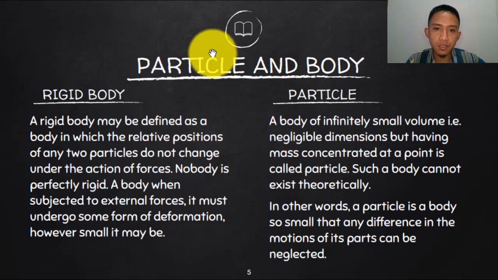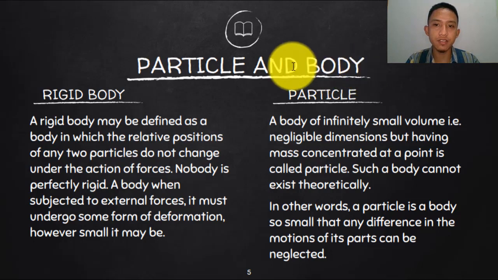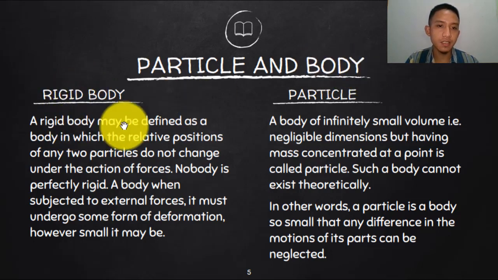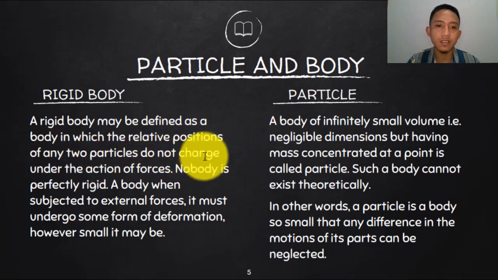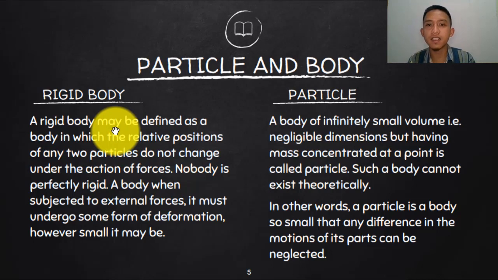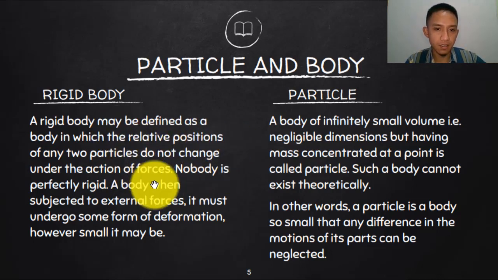How about this word particle and body? Since we are referring here to a rigid body, let's consider that. A rigid body may be defined as a body in which the relative positions of any two particles do not change under the action of forces. So the relative position, rigid, again, there is no movement. The relative position of any two particles does not change under the action of forces. That's it, the displacement.